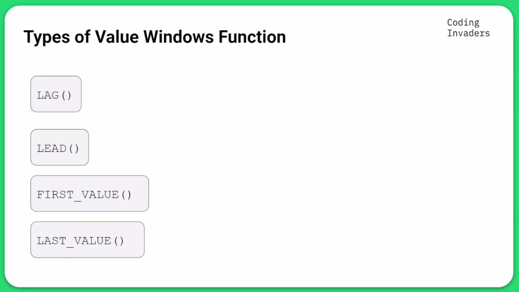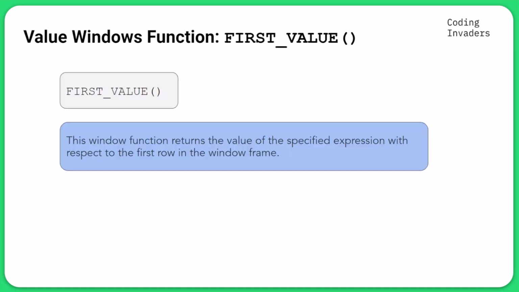We looked at lead and lag functions in the previous session. Now in this session, we will look at first value and last value. Let's start with first value. The first value window function returns the value of the specified expression with respect to the first row in the window frame. So within whatever partition we are standing, it will pick the first row of that partition.